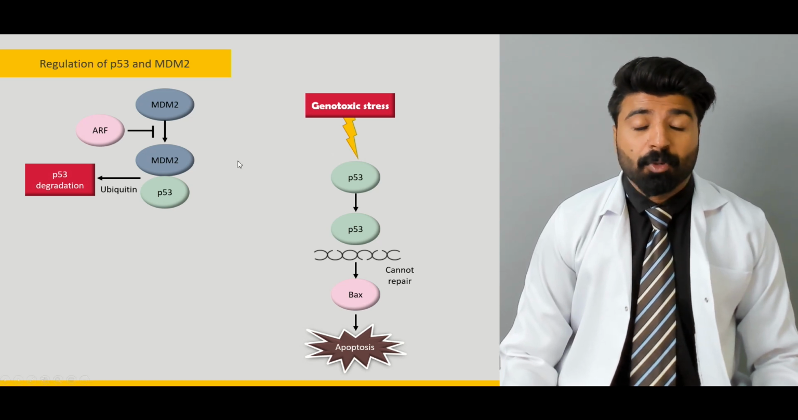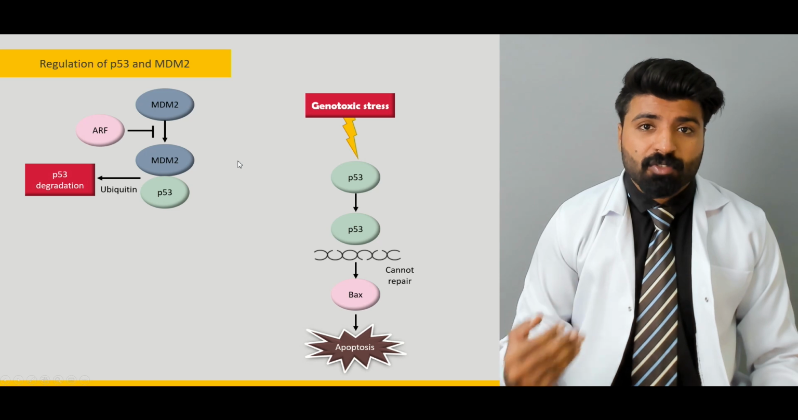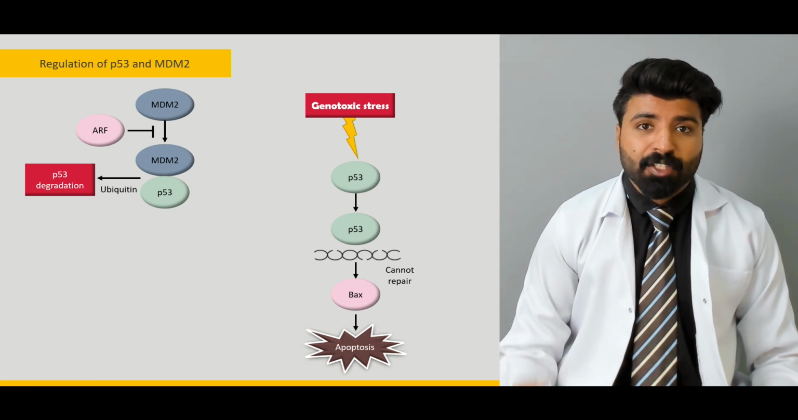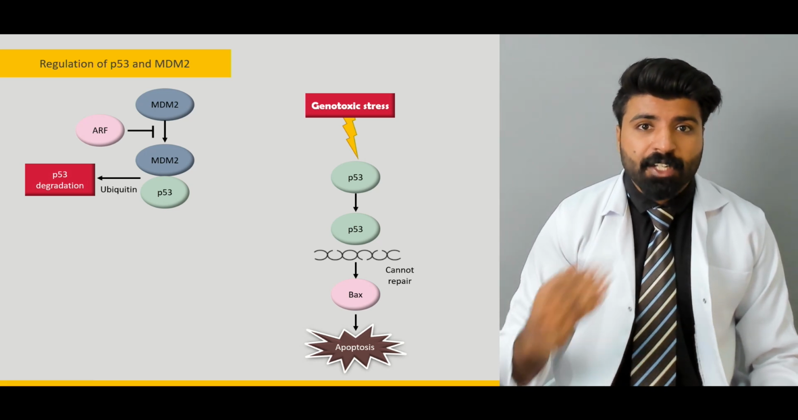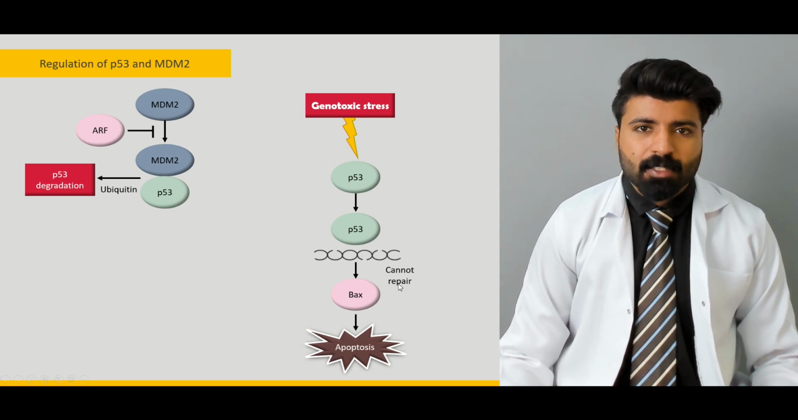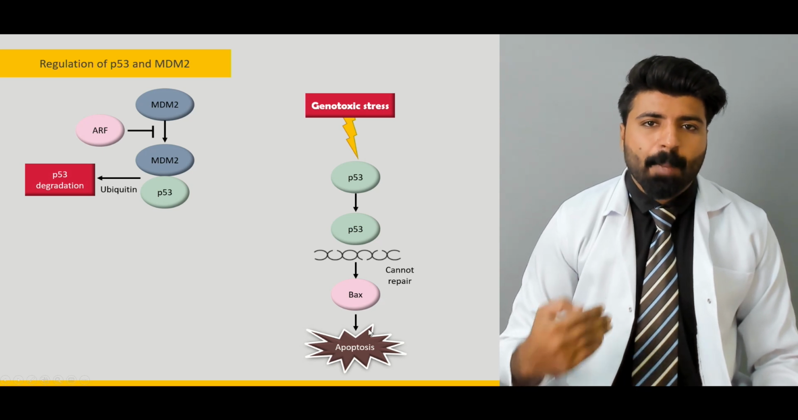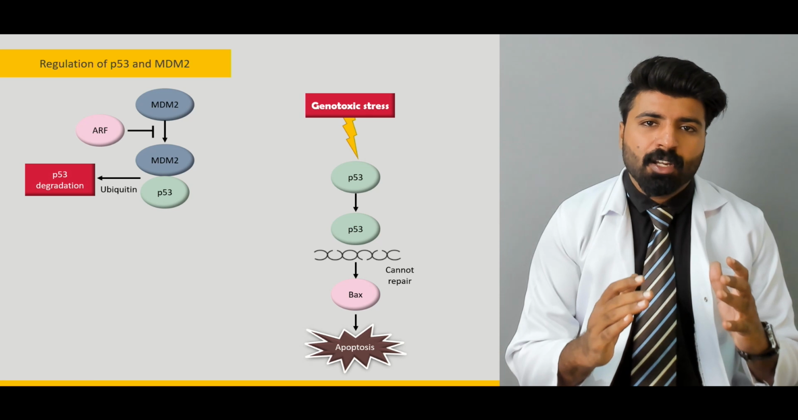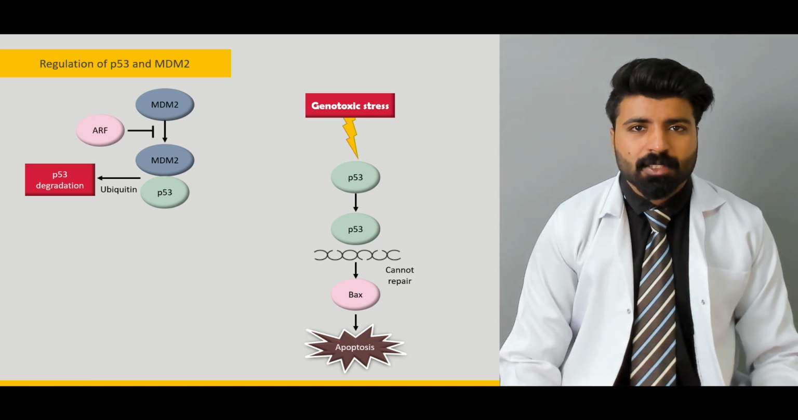And if the mutation is too much and genotoxic stress is present and even P53 is being mutated, what happens is BAX, it's called BAX, comes in and causes a cell to go through apoptosis so that the damaged DNA should not be inherited into the new cells.